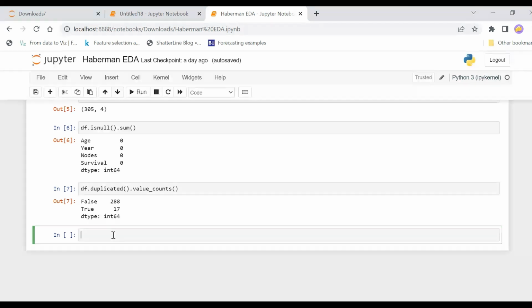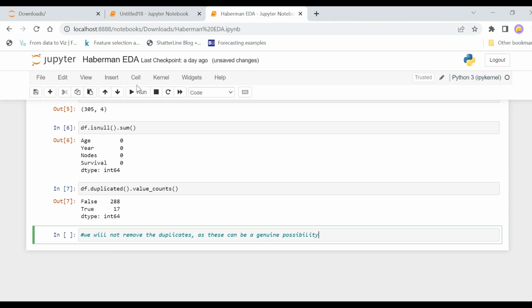So we should remember that we will not remove them. I'll just write the comment here: we will not remove the duplicates, as these can be a genuine possibility.